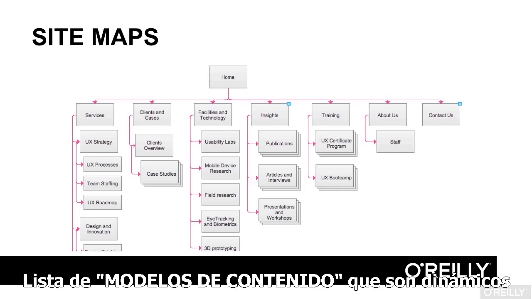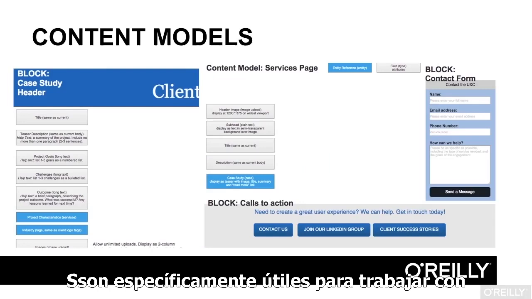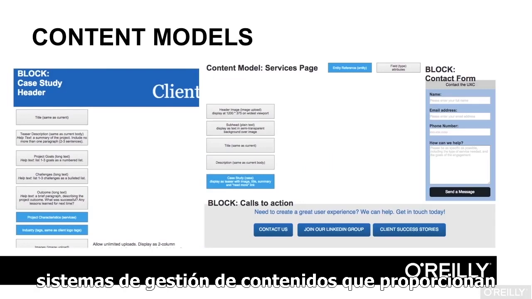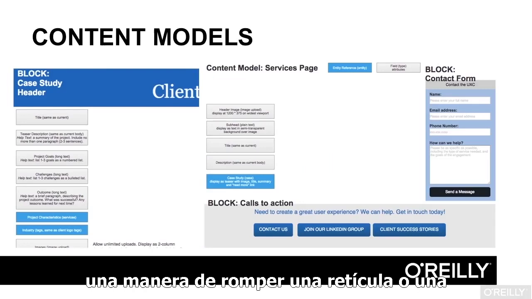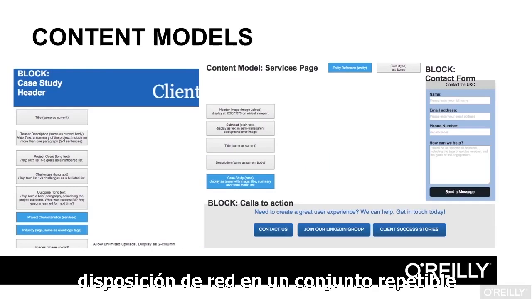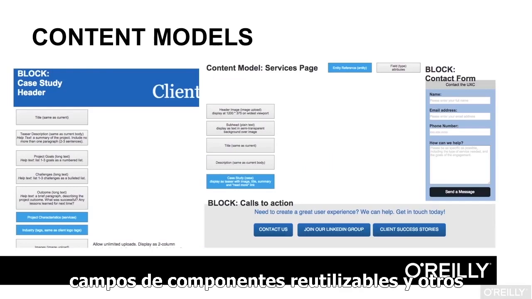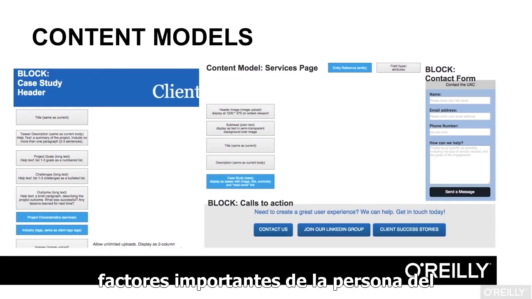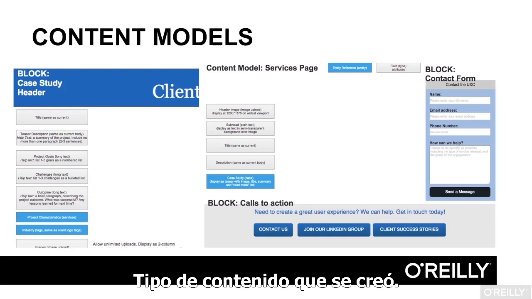Content models are specifically useful for working with content management systems. They provide a way of breaking down a wireframe or a web layout into a set of repeatable fields, reusable components, and other important factors of the individual content type being created.